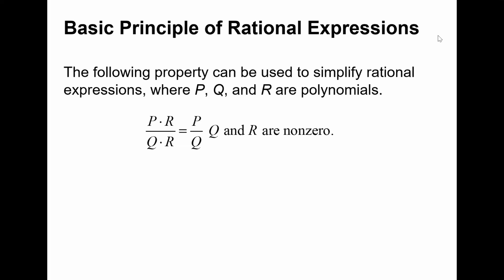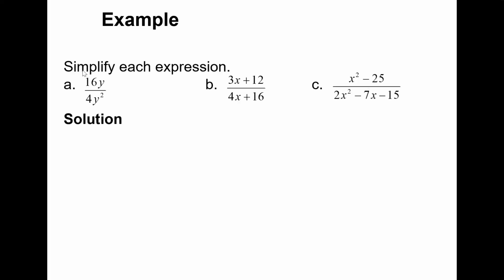All right, so now this is the basic principle of rational expressions. The following property can be used to simplify rational expressions where P, Q, and R are polynomials. If we have P times R over Q times R, again, these are polynomials, we can say that's just P over Q, and Q and R are non-zero, because if Q is zero, then it's going to be nothing. But these, again, are all polynomials, okay?